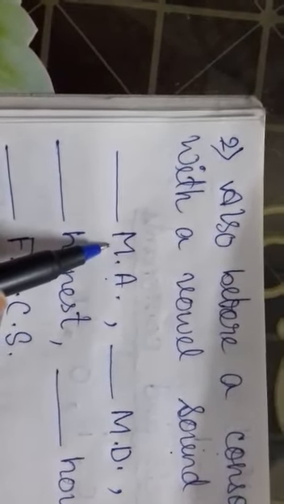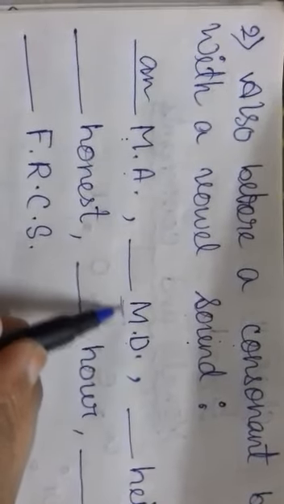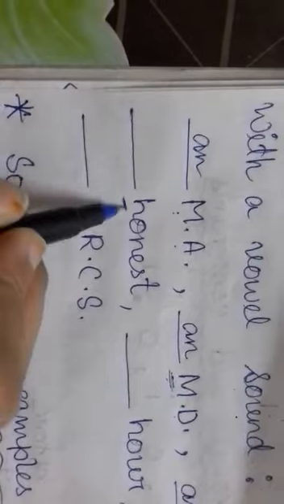You should listen to my sound also, okay? M, an. Before M, the sound is coming like a vowel. M. That is why an. M, D, M. A vowel sound, right? An. This is H, but the pronunciation is air, right? Air. A vowel sound. H is silent here. We do not sound H here. H is silent here.